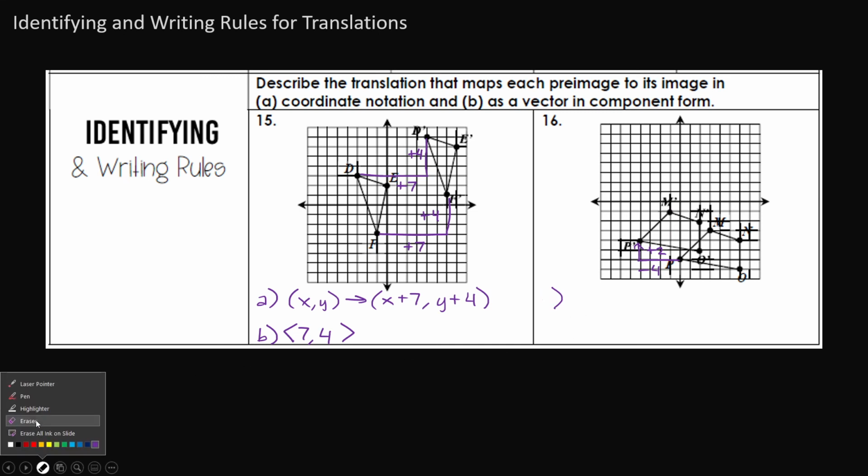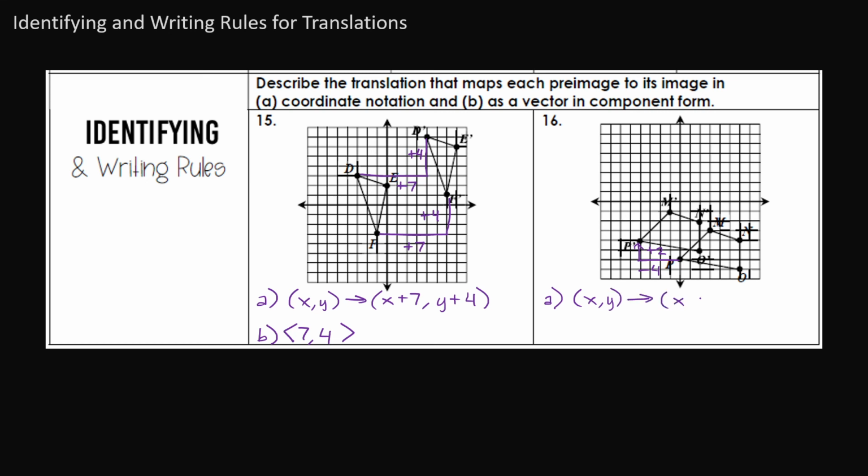for coordinate notation, we're taking the point (x, y), we're subtracting 4 from x, and we're adding 2 to y. For component form, for vector notation, we're taking the same information. We're subtracting 4 from x, or we're shifting 4 to the left, and we are adding 2 to y, or we are shifting 2 up.